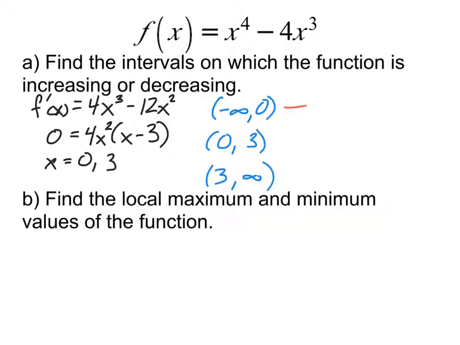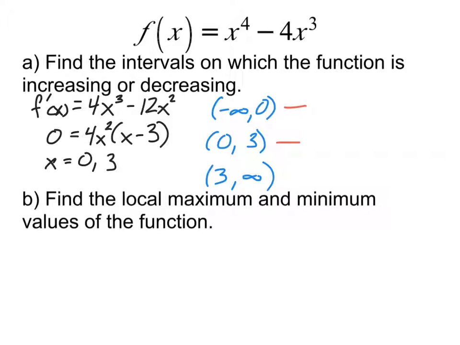I can repeat the process with the next two intervals as well. For the second interval, I might grab a number in there like 1. 1's a nice easy number to plug into the derivative. If I plug 1 in there, I end up doing 4 minus 12. That also gives me a negative. So yes, you can have consecutive intervals that both have the same sign.